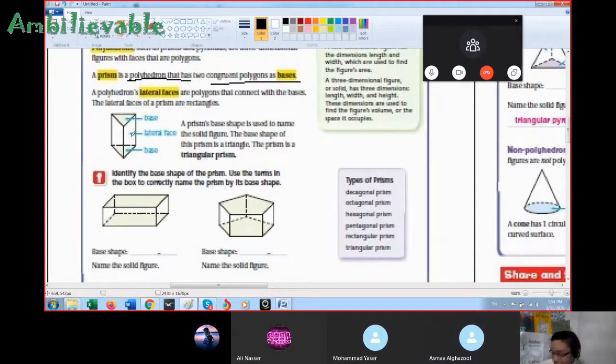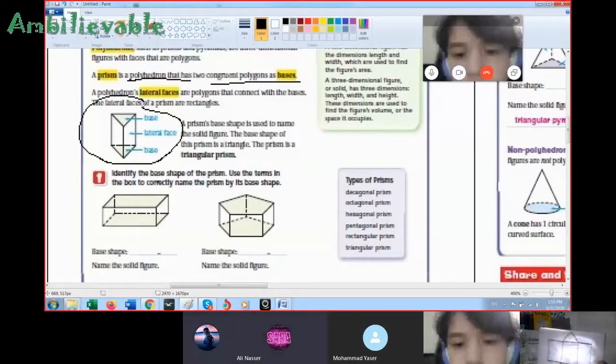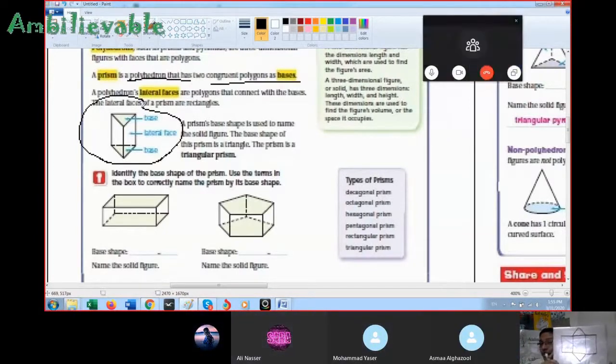I don't understand. Oh, that's why you listen first. I will show you this triangular prism. I will draw it first. It's like this. The lateral faces are the sides of your object. Can you see this one? Yes. The bases are triangles. These are your bases. Once we open the net of a triangular prism, it will be like this. Do you understand?